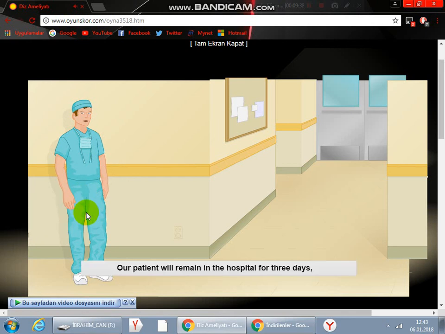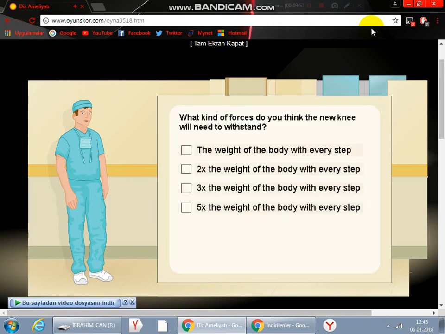Our patient will remain in the hospital for 3 days, followed by 3 to 8 weeks of physical therapy. Because of this surgery, our patient will have significantly reduced pain and increased mobility. Before you leave, let's think about the life of the new knee components. What kind of forces do you think the new knee will need to withstand?